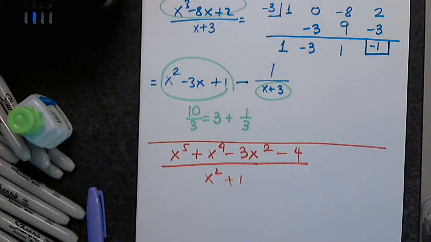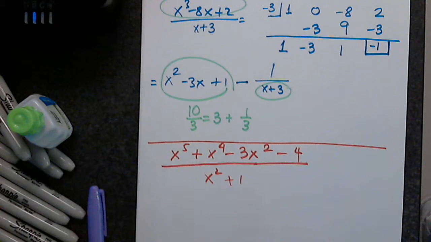Can I use synthetic division on this? No, because the denominator does not have degree 1. Remember, the denominator must have degree 1. So I cannot use synthetic division, so I would use the long division. Can I use the first method? The very first one? No, because the denominator has 2 terms. I can only use the first one if the denominator has only 1 term.